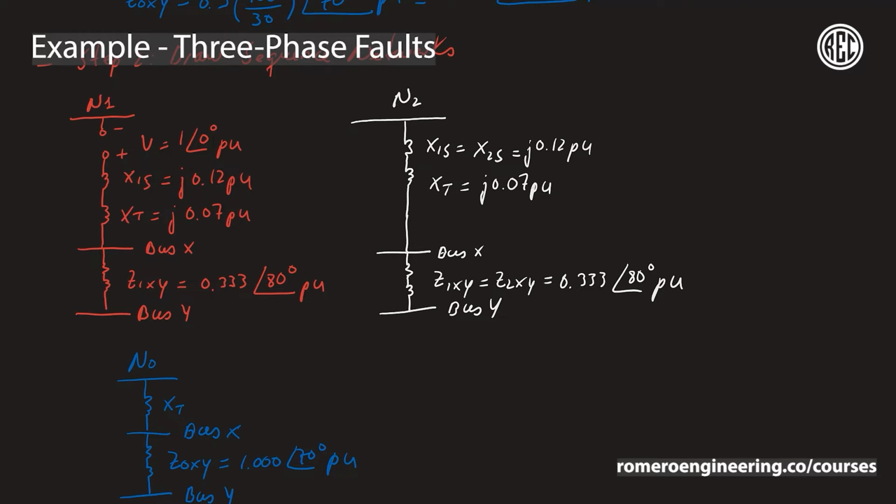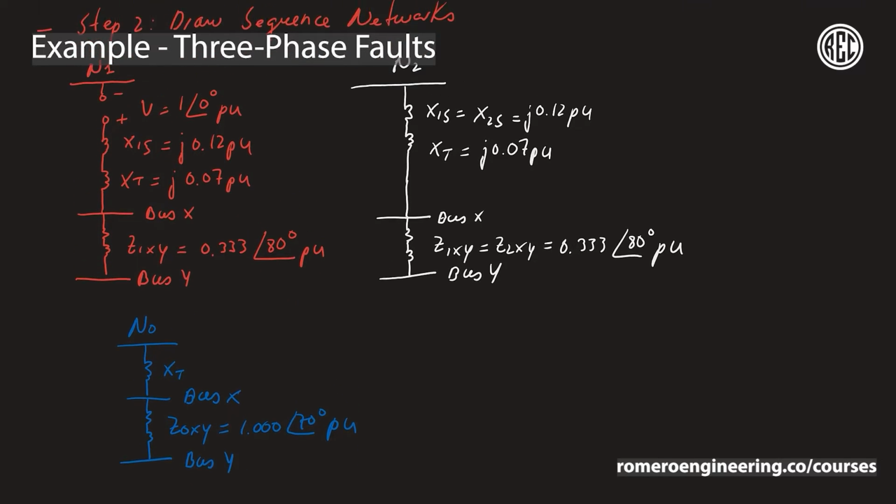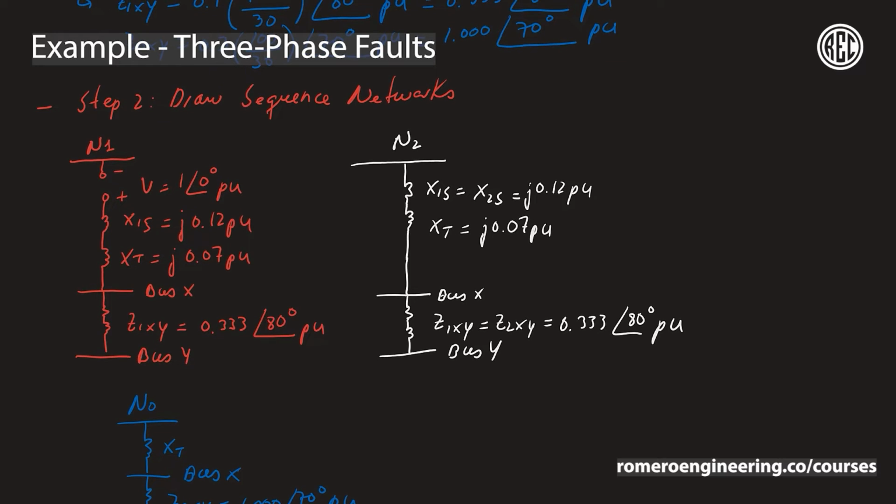So in our system, we have the source impedance, the transformer, then bus X, then the feeder, then bus Y. Now notice here again that the positive and negative sequence networks look the same as each other. That's typical because the positive and the negative sequence impedances for the system, the feeder, and the transformer are all the same.